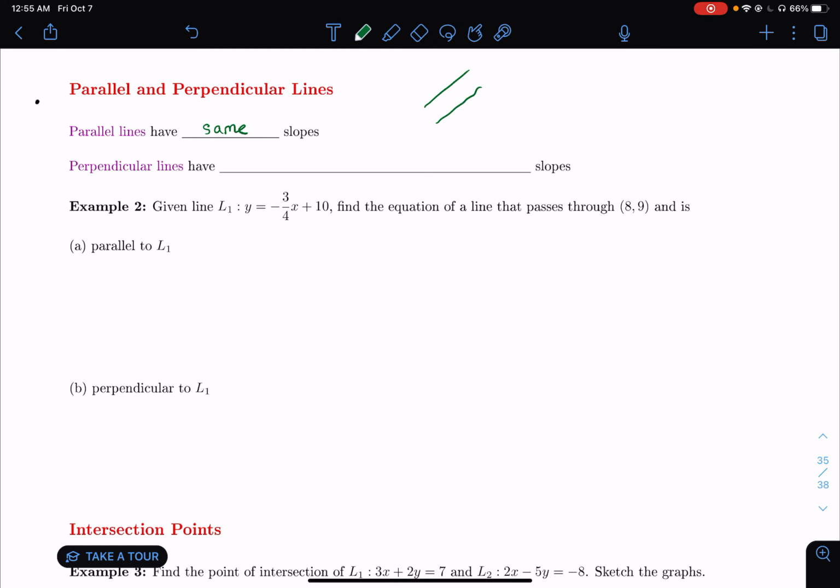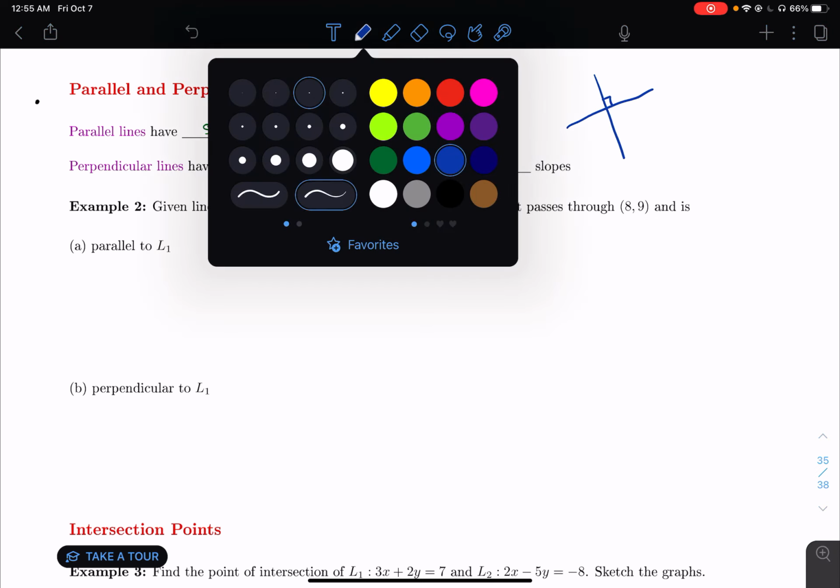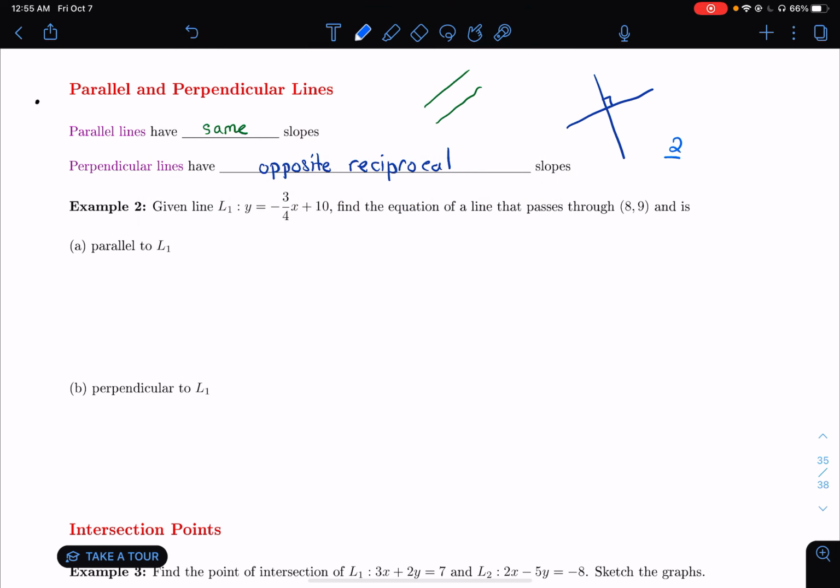Whereas perpendicular lines are lines that meet at a right angle. Well, they have opposite reciprocal slopes. That means if one of their slopes was a number like 2 over 5, the other slope would be the reciprocal, 5 halves, but then also make the sign the opposite, so negative 5 halves. All right, so let's do an example.